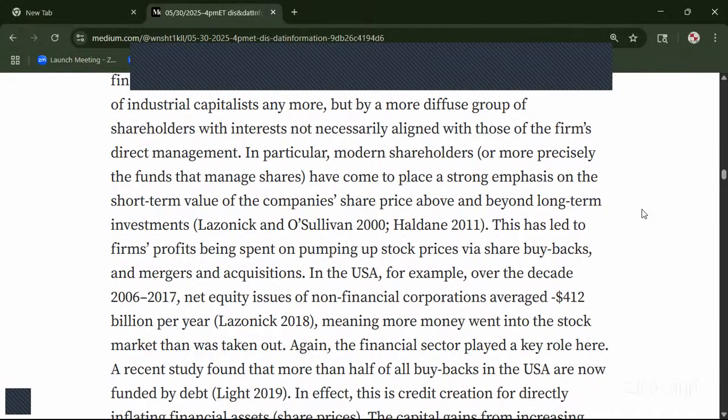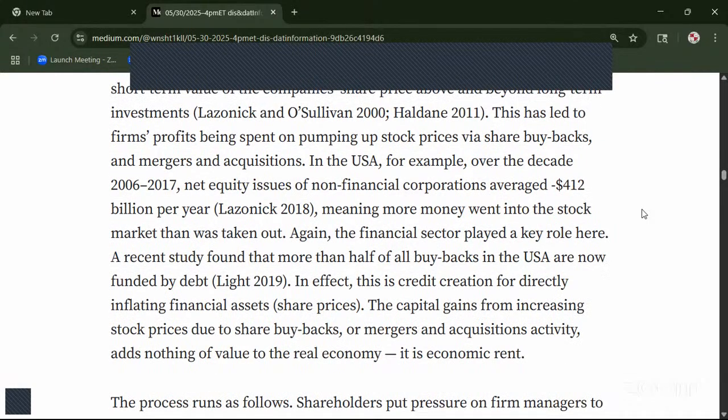A recent study found that more than half of all buybacks in the USA, stock buybacks, are now funded by debt. In effect, this is credit creation for directly inflating financial assets or share prices. The capital gains from increasing stock prices due to share buybacks or mergers and acquisitions activity adds nothing of value to the real economy. It is economic rent. The process runs as follows.